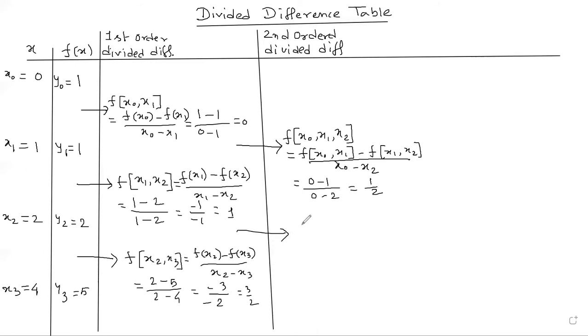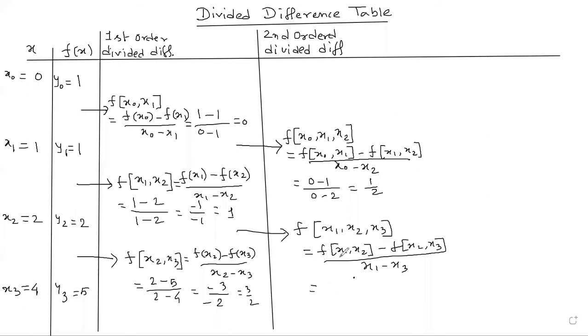Similarly, we can calculate f of x1, x2, x3, which is equal to f of x1, x2 minus f of x2, x3 divided by x1 minus x3.